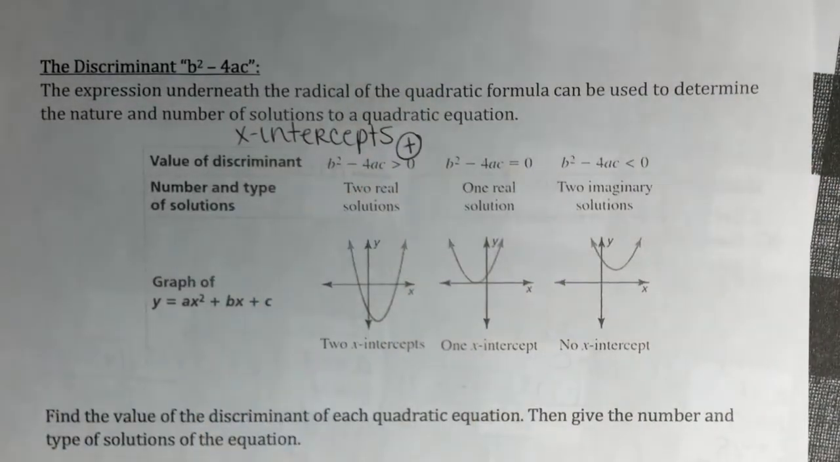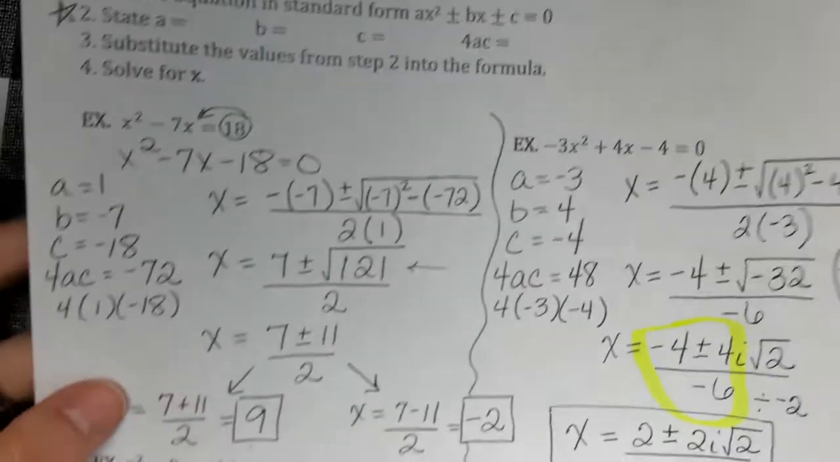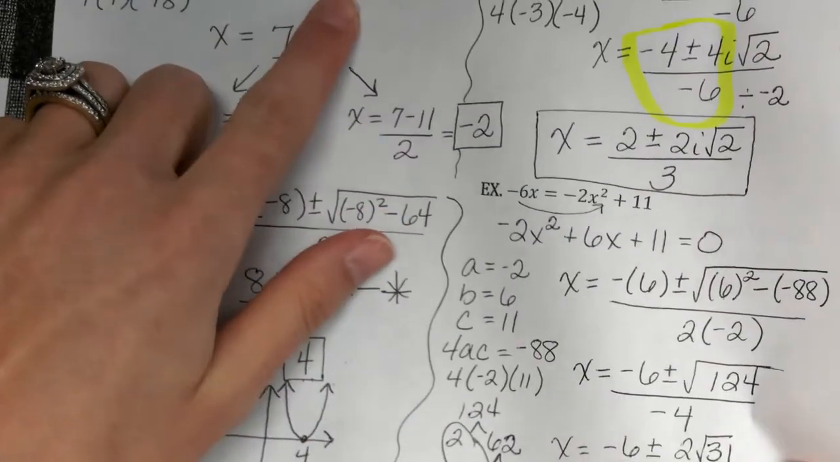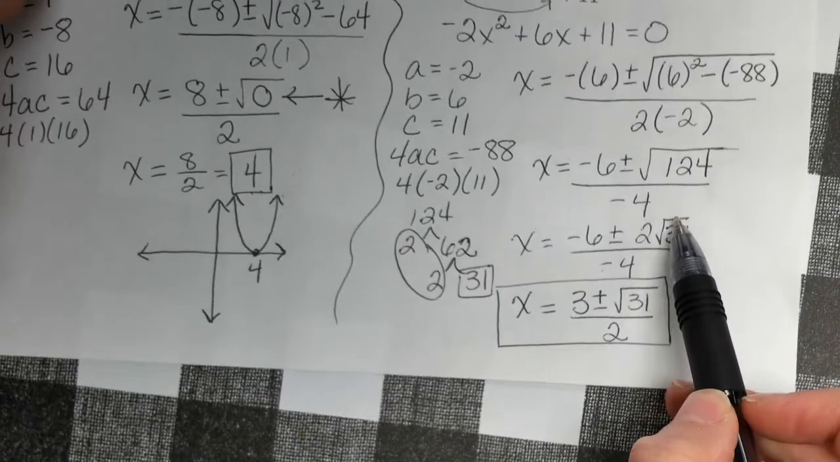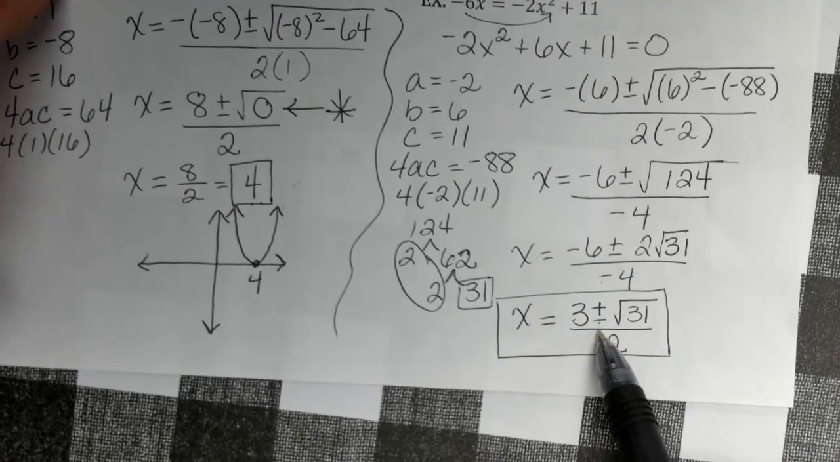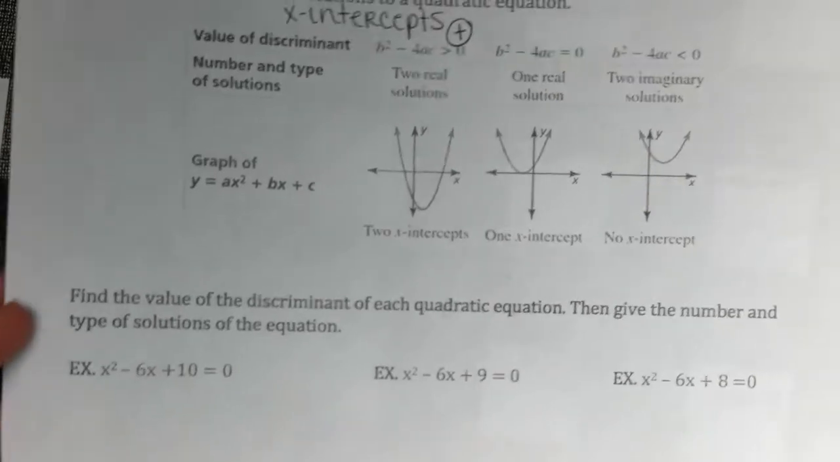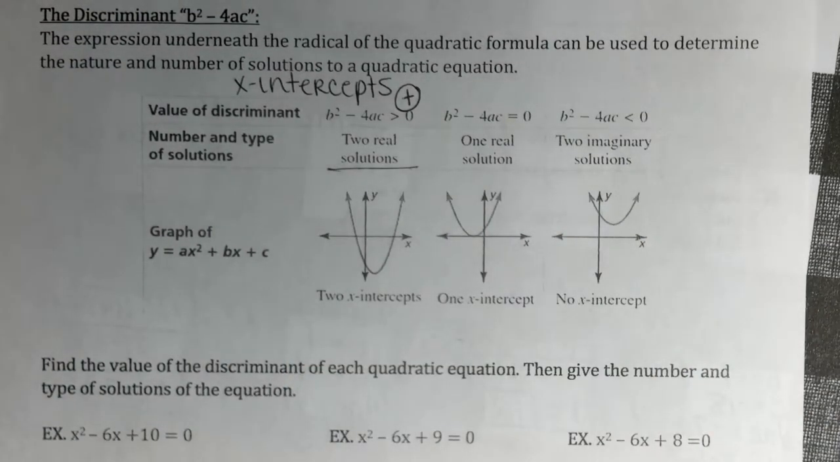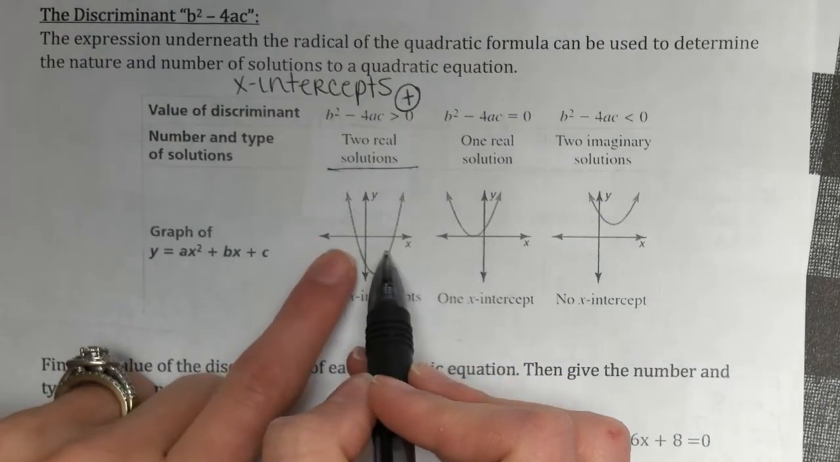Positive. So if your discriminant is positive, that means I would have taken the square root of a positive number. So this first example and this fourth example, even though this doesn't look like two separate answers, I get two answers, right? Two x-intercepts. So that gives me two real solutions. So when your discriminant is positive, you have two real solutions, which means you have two x-intercepts.